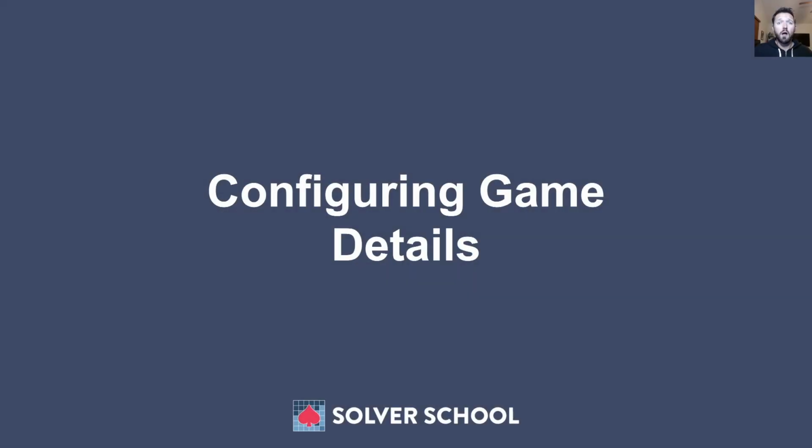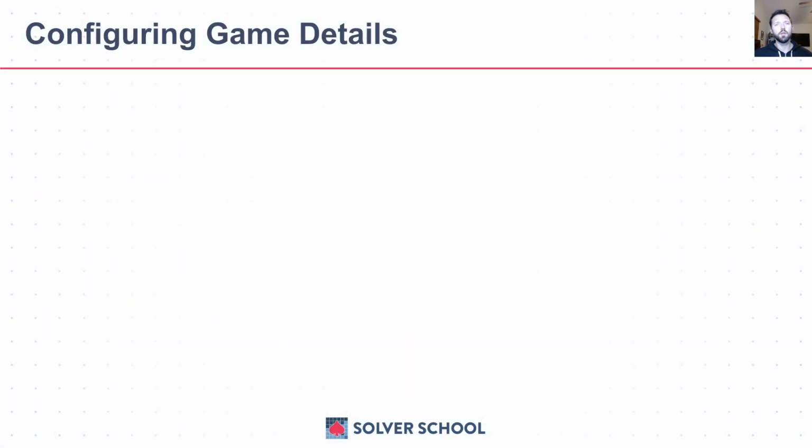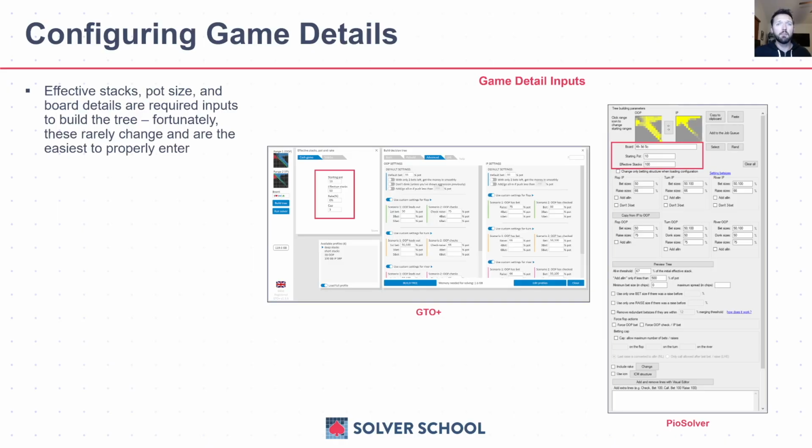In this video, I'm going to be walking through the variety of game details that we can configure when building out our game tree. This is going to be the most basic of the videos here in our game tree configuration because game details tend to be fairly constant. What I mean by game details are things like effective stacks and the pot size and the board details, which fortunately there's not a lot that we can actually get wrong in entering these details of the game tree.